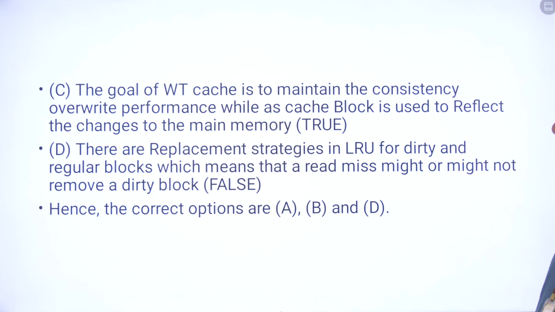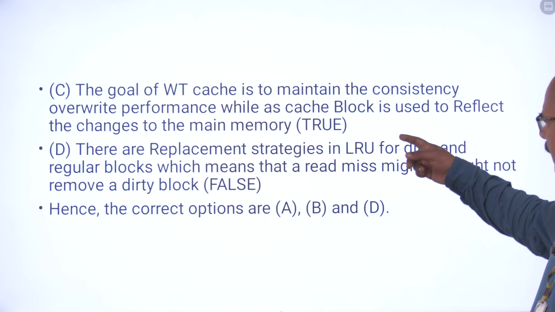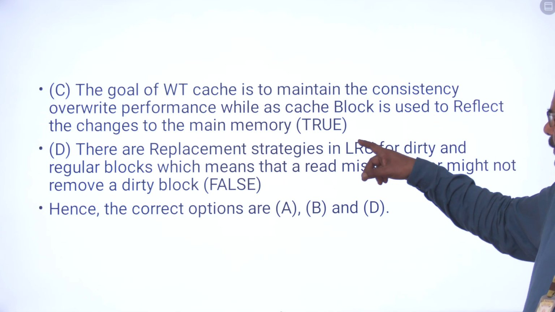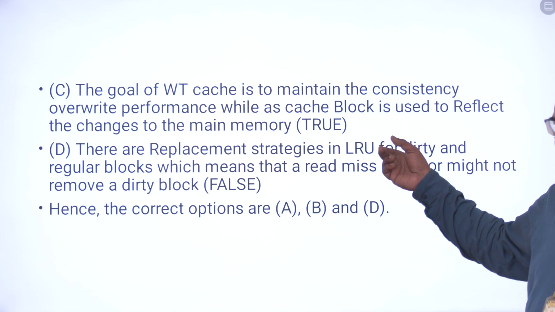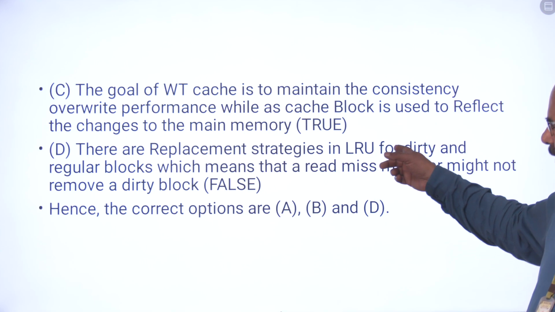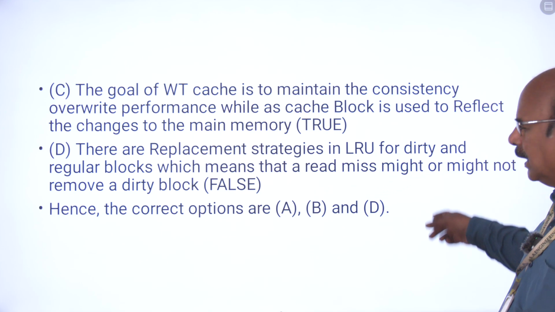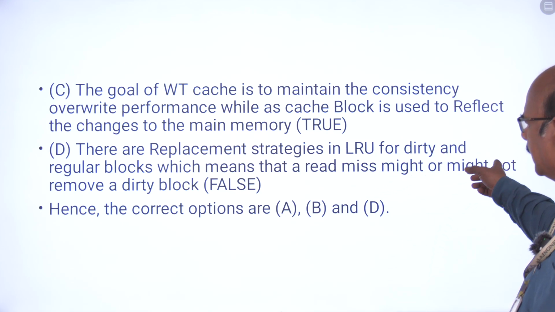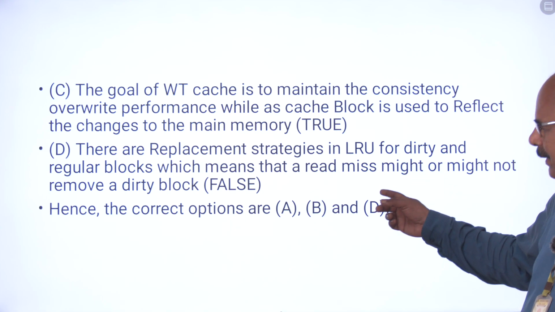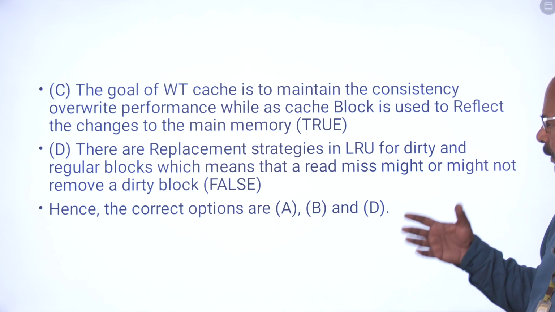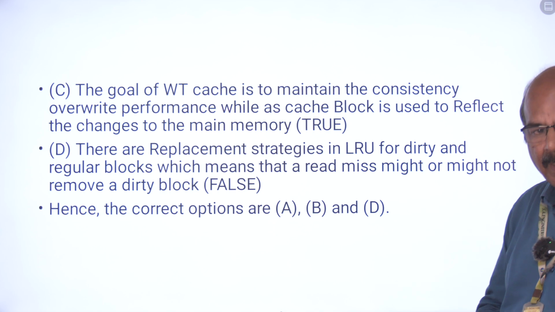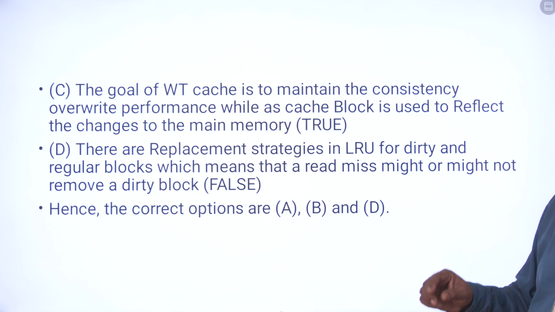Next, option C. The goal of the WT cache is to maintain consistency over performance, as the cache block is used to reflect the changes to the main memory. So this option is true. Option D is true as well, since with replacement strategies in LRU for dirty and regular blocks, a read miss might or might not remove a dirty block. Hence the correct options are A, B, and D.